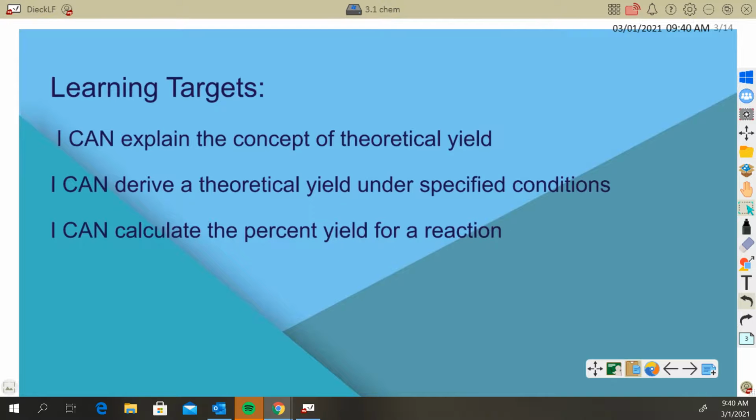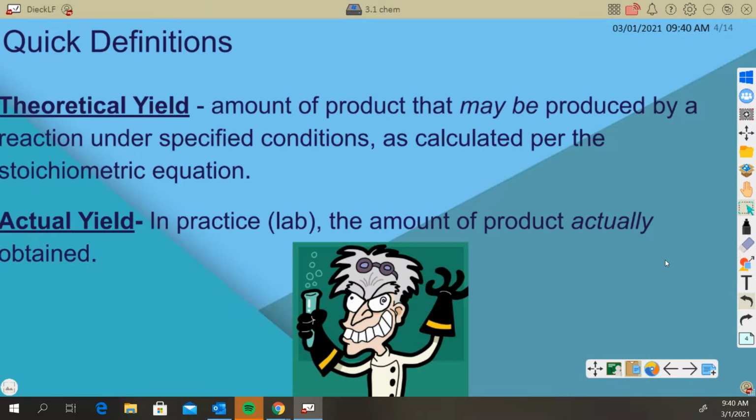Yield. I can explain the concept of theoretical yield. I can derive a theoretical yield under specified conditions, and I can calculate percent yield for a reaction. Lots of vocab kind of coming at you for this one.